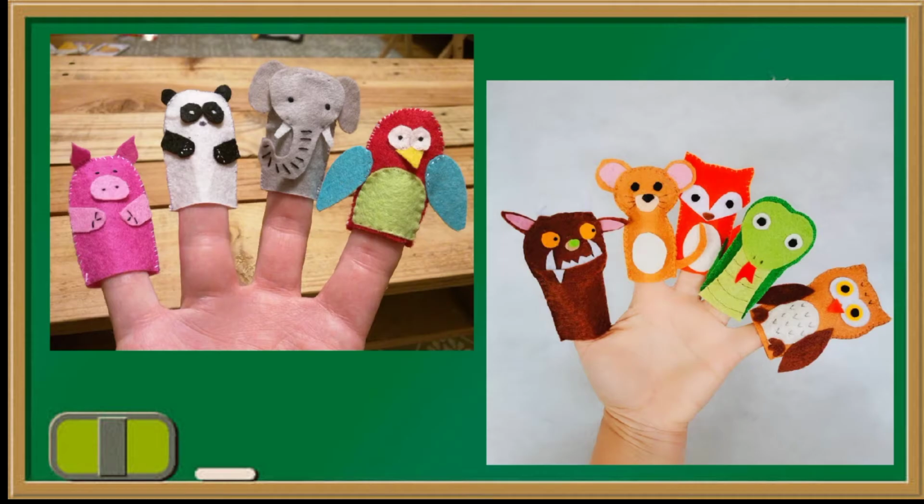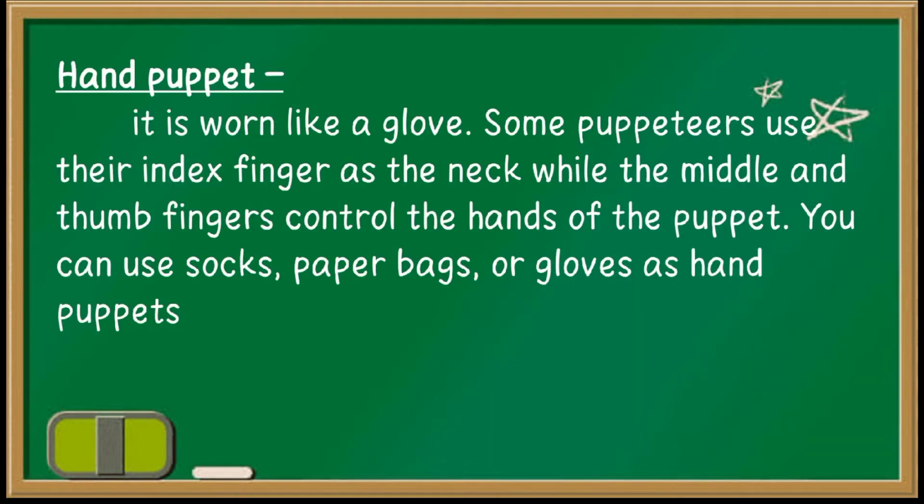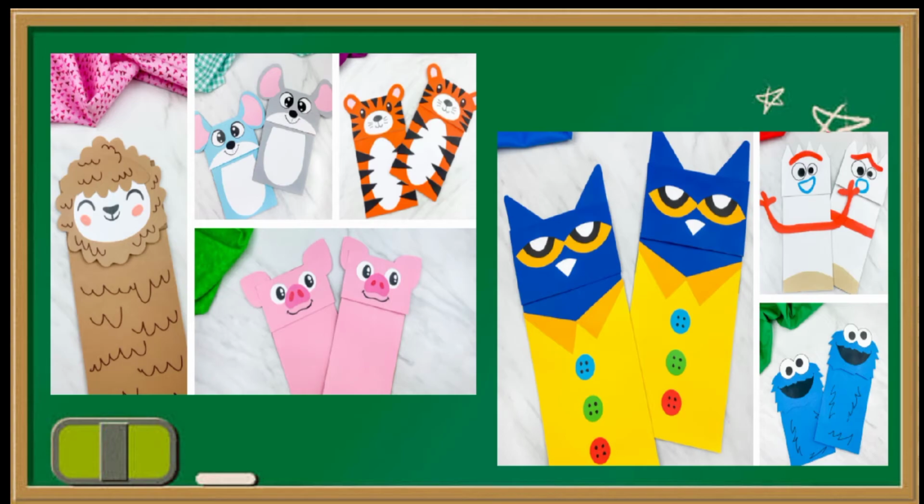Next we have hand puppet. It is worn like a glove. Some puppeteers use their index finger as the neck while the middle and thumb fingers control the hands of the puppet. You can use socks, paper bags, or gloves as hand puppets. And here is the example of hand puppet.